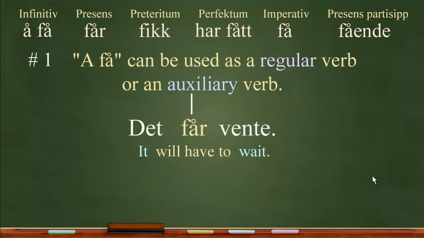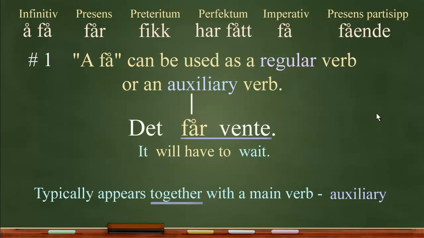All right, de forventa. Here's an auxiliary version of the same verb in the present tense. And the way you can tell it's being used as an auxiliary verb is that it's jammed up against another verb. That's really all you need to know. And this is a very simple example right here.